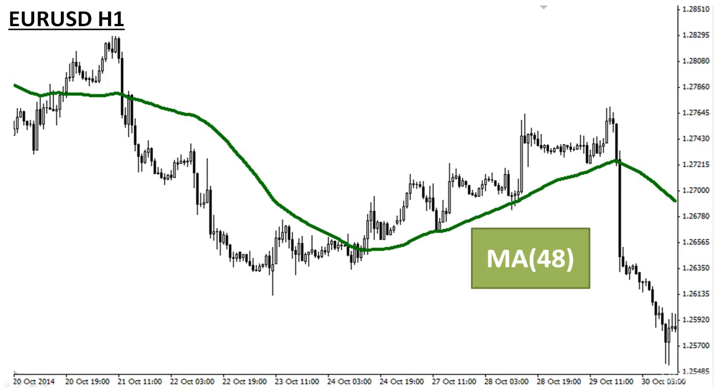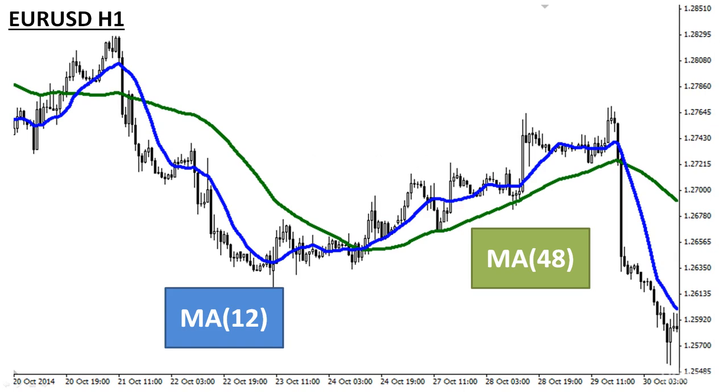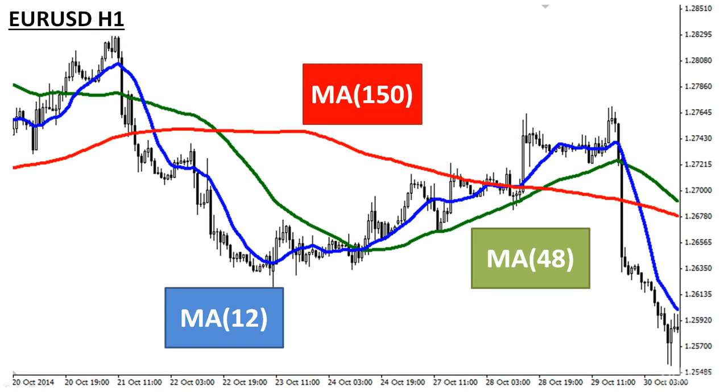And finally, the last remark I wanted to make in this tutorial is that the period of the moving average is very important. Let's have a look at the chart again. So this is the moving average with a period of 48. If you plot the moving average with a period of 12, that's how it will look. And if you plot a moving average with a period of 150, that's how it will look.